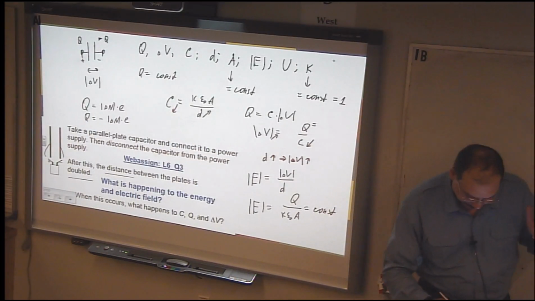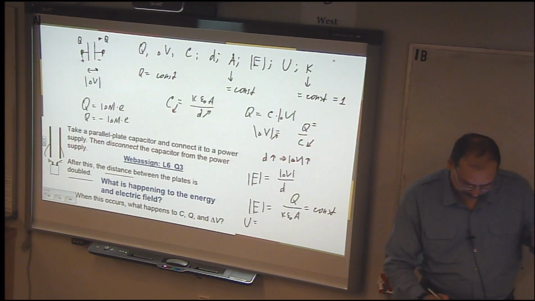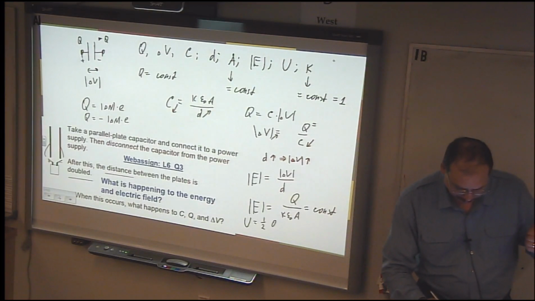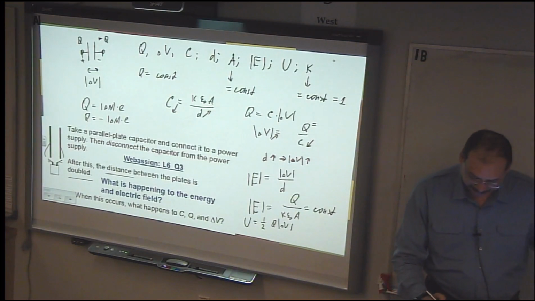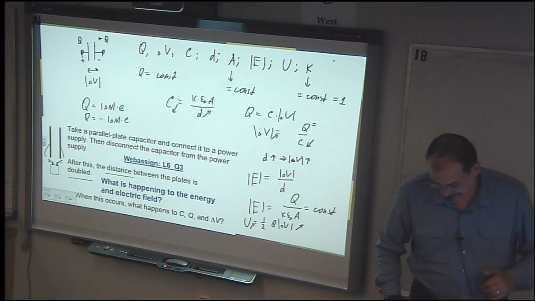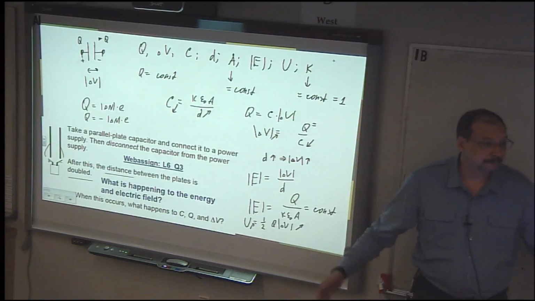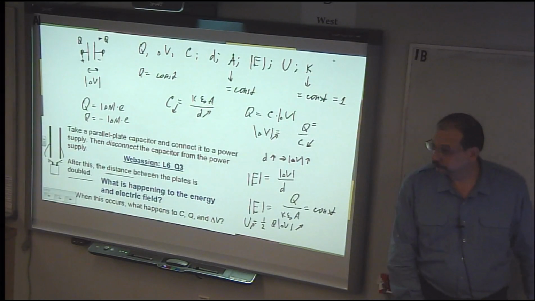And last one, energy, right? For the energy, what equation would you choose to use? Well, we can use this one, 1/2 Q delta V, because Q remains constant, delta V increases. Moving on.